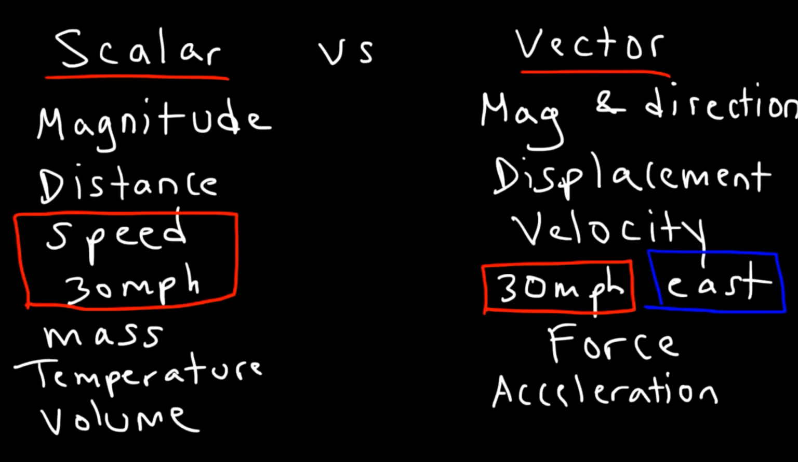So now you know how to distinguish if something is a scalar or a vector quantity. The key is to focus on direction, because both scalar and vector quantities have magnitude, but only vector quantities have direction. So if direction can be applied to something, then that something is a vector.